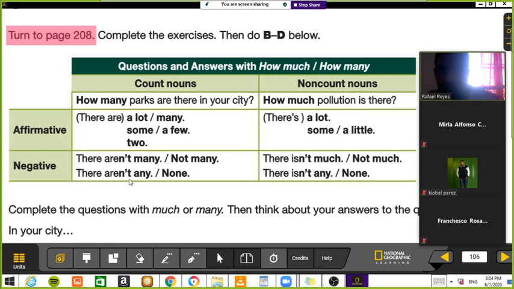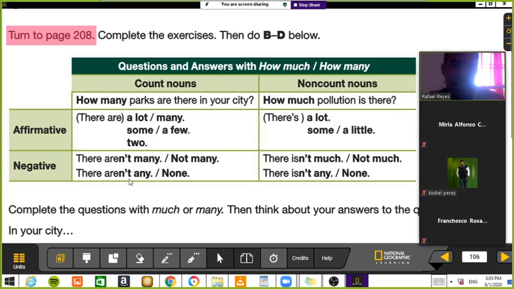And the other side of the negative is when you have zero. So when you have zero, you have two ways of answering. Number one is there aren't any. That means zero. Or you could say just none. Or you could say there are 0 parks in my neighborhood, meaning that you are expressing 0.